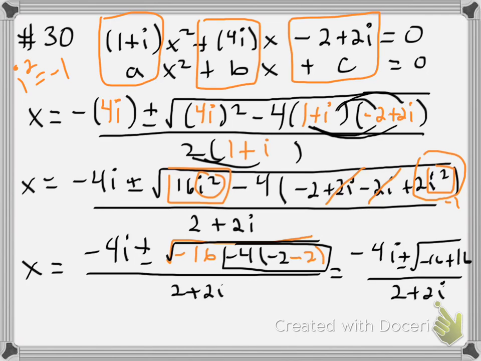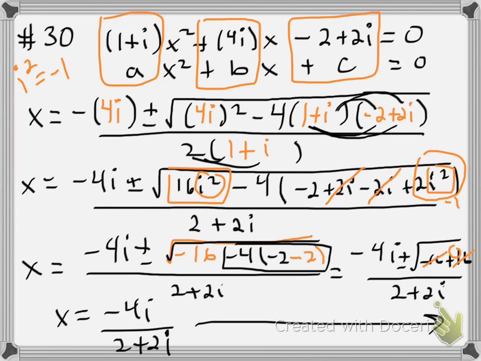Well, again, negative 16 and positive 16 cancel and give you 0. The square root of 0 is 0, so adding or subtracting doesn't change it. And we get to this relatively nice answer. x equals negative 4i over 2 plus 2i. Now that's actually not simplified, but if you got that far, you got some marks, because that's a lot. So you got some points there, because that was very useful.